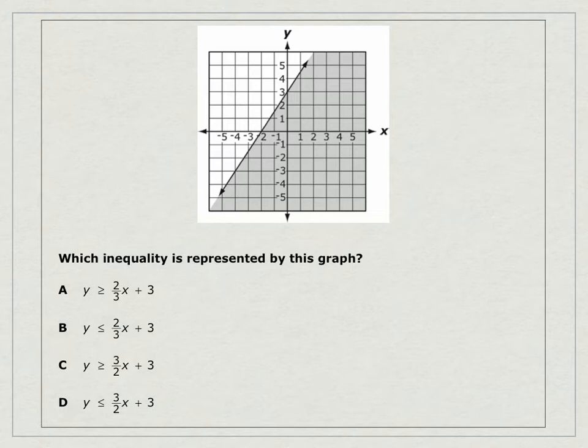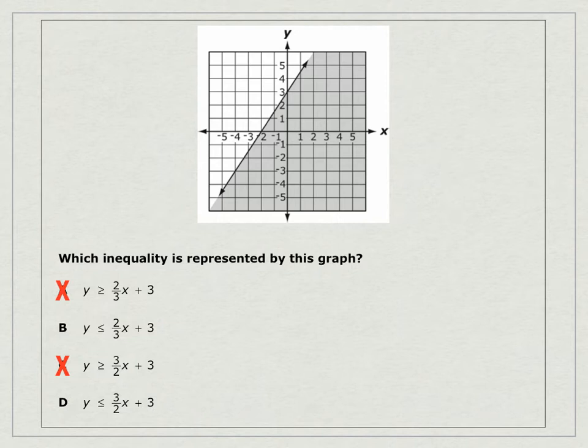So we know that y needs to be less than or equal to, which means I can eliminate A and I can eliminate C because both of those say y is greater than or equal to. If y was greater than or equal to, I would have shaded above the line, and this has been shaded below the line. So I know B and D are going to be the only answer choices left. The only difference in choices B and D is the slope.